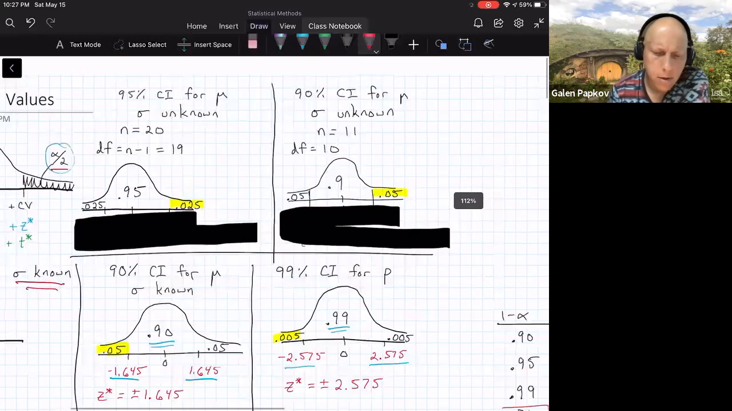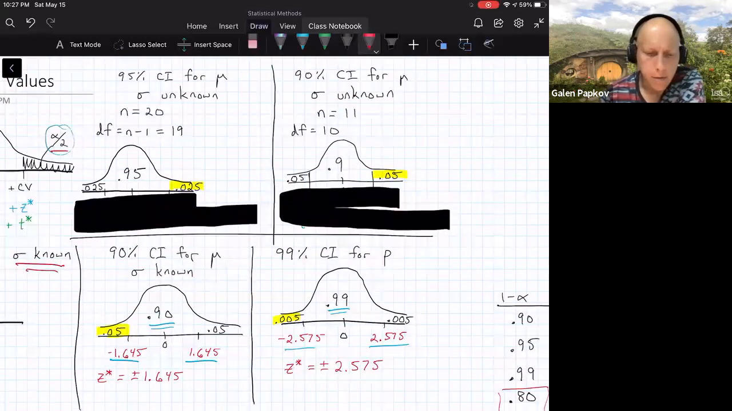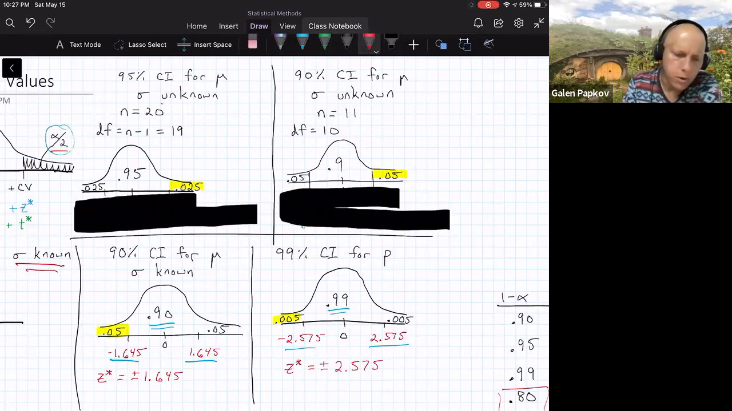Let's get to a couple other examples that I've got going on here. Well, if we want a 95% confidence interval for mu when sigma is unknown in this case, so I'm focusing on the unknown part, and that you need to know the sample size. And in this case, I said n is 20, which means because sigma is unknown, we are going to be using the t-table. And if you're using the t-table, you need degrees of freedom, which means you need to know what n minus 1 is. And that's going to be 19 in this case.